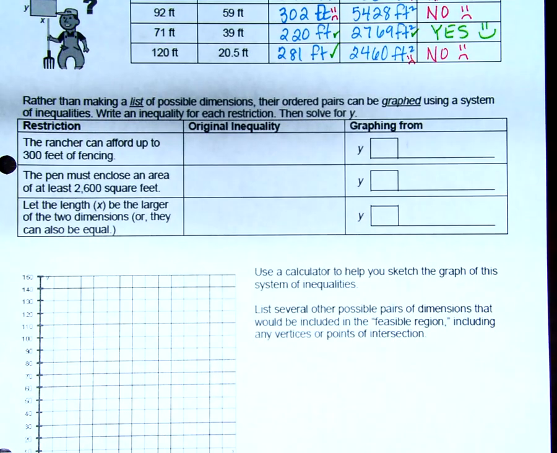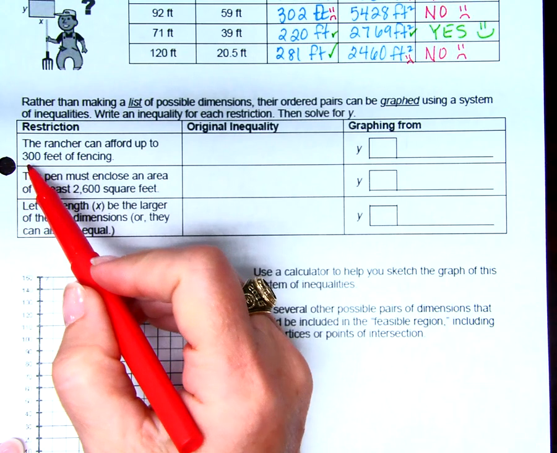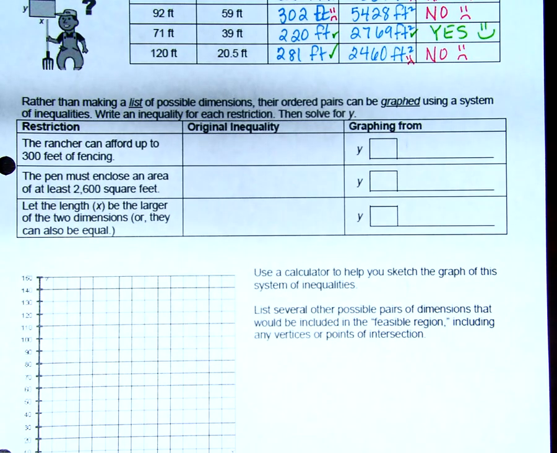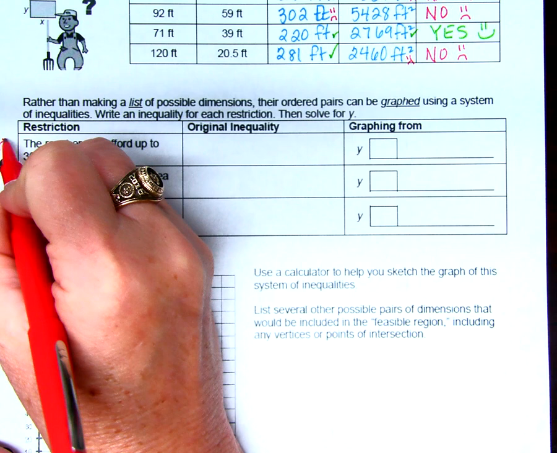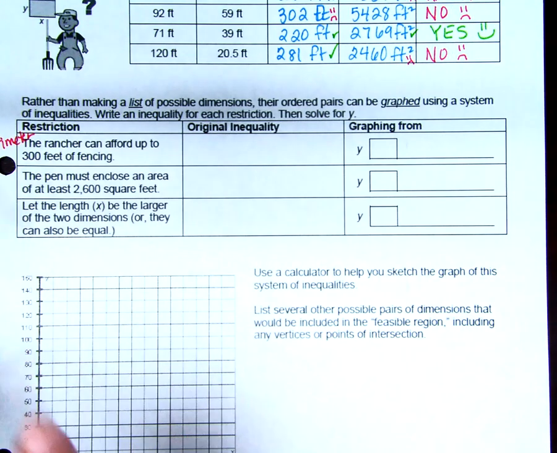Okay. So let's look at, first of all, the first restriction. The rancher can afford up to 300 feet of fencing. What would that look like if we wrote that as an inequality? First of all, what does it deal with? What does the 300 feet of fencing deal with? It deals with perimeter, right?